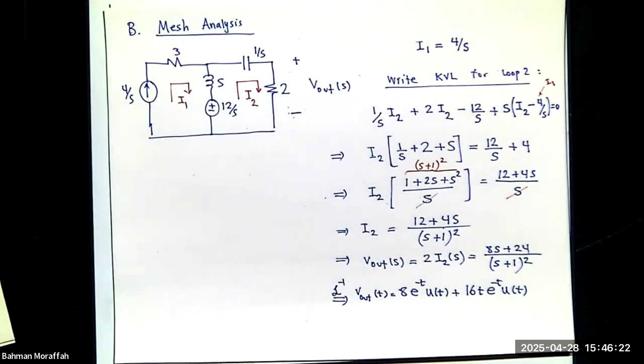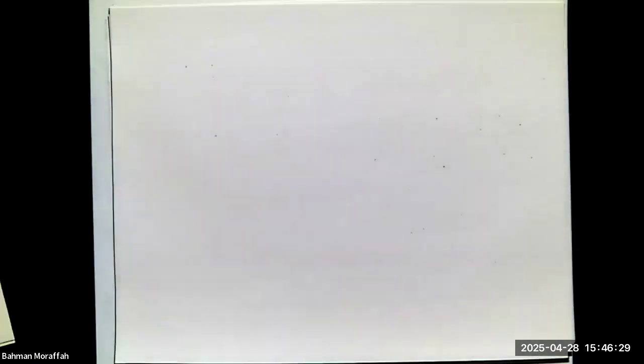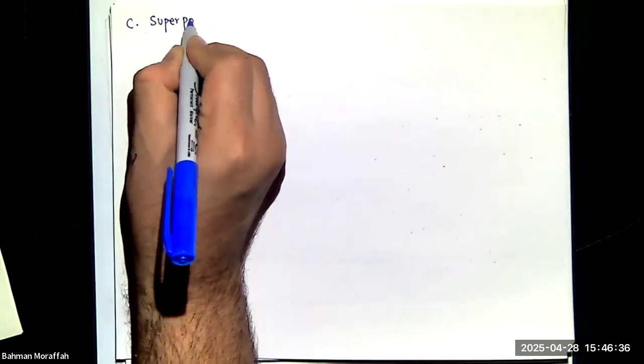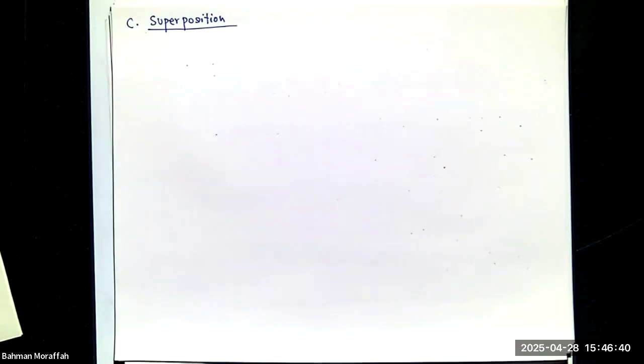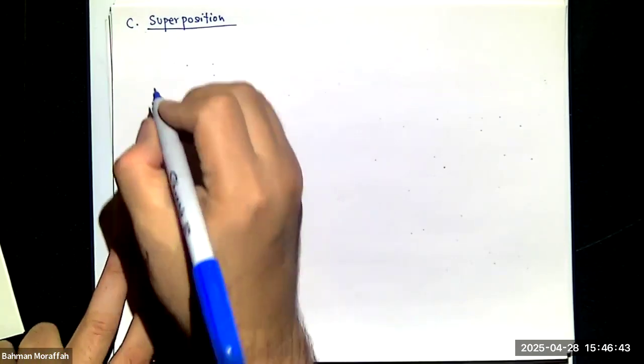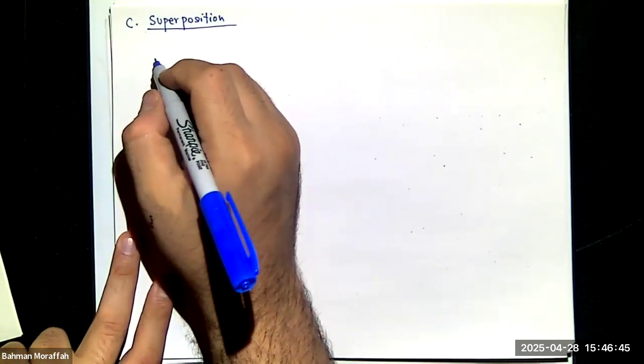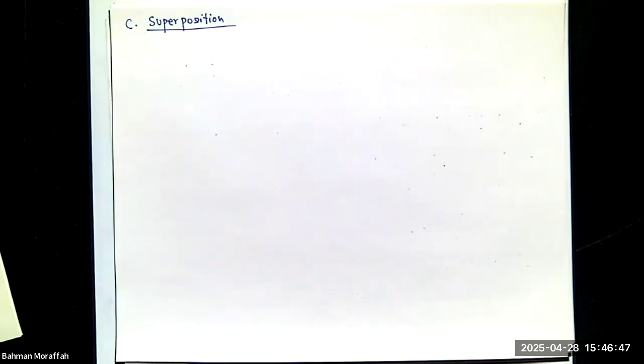Let's do superposition. What is the superposition? Anybody want to remind me what the superposition does? Isolate each of the sources. We basically need to find the contribution of each source by keeping that specific source and eliminating the rest of them.